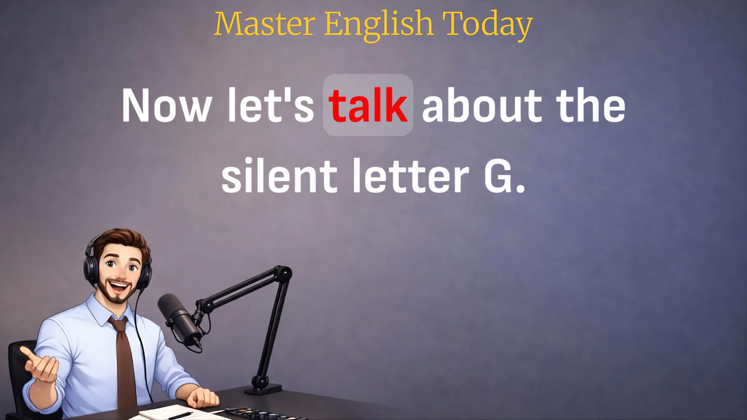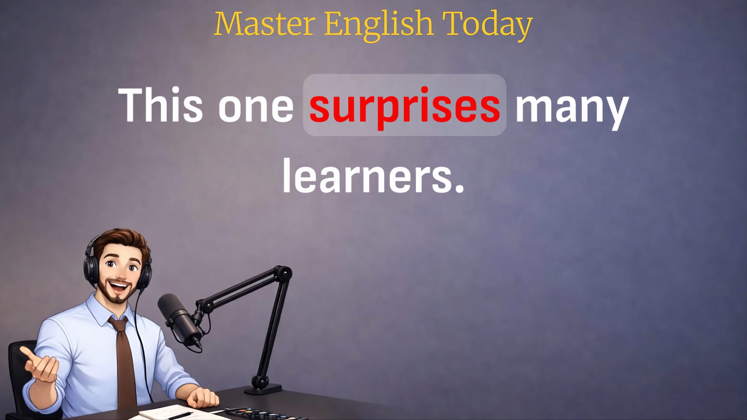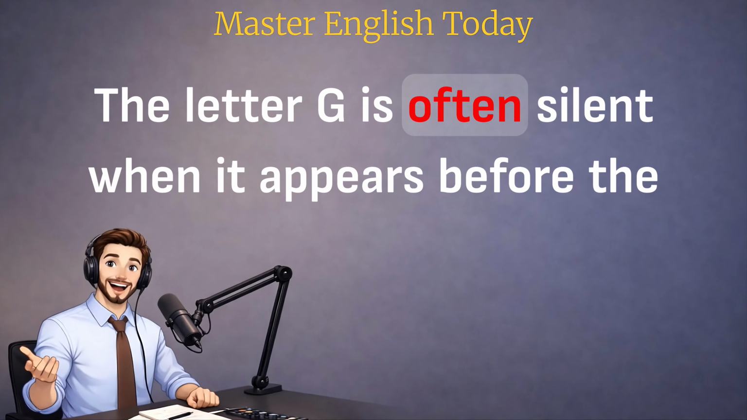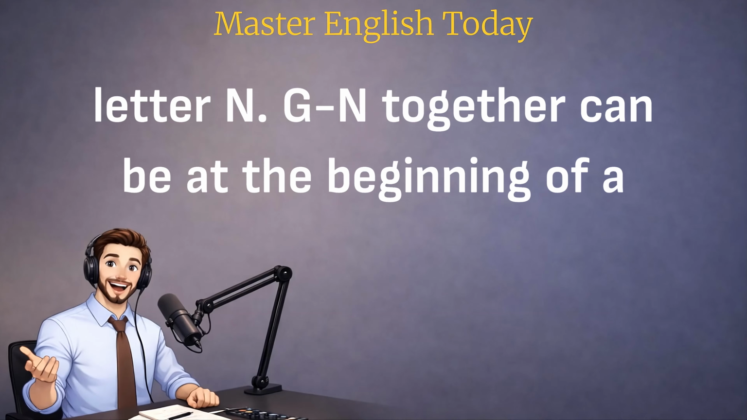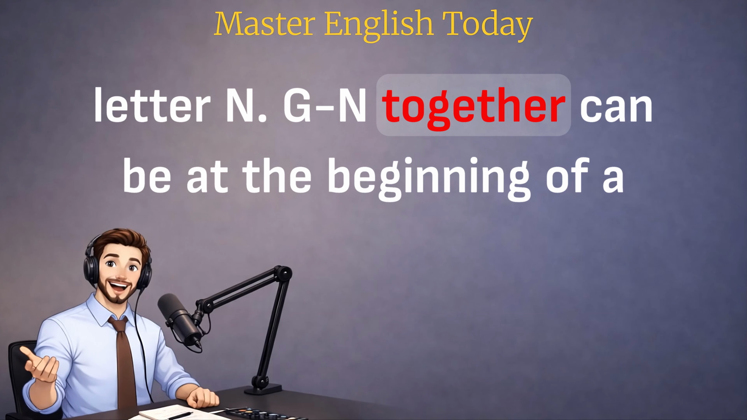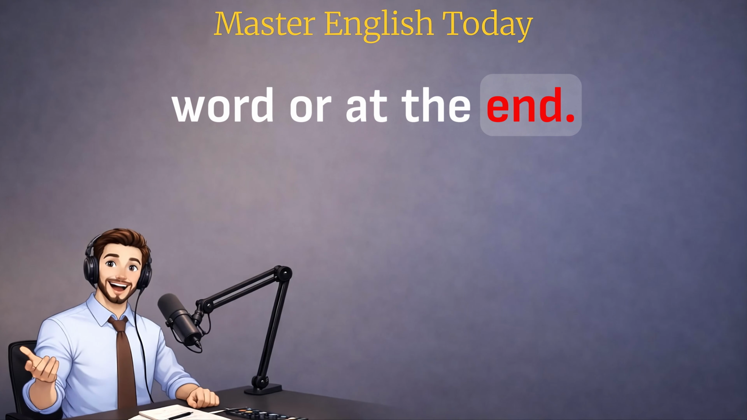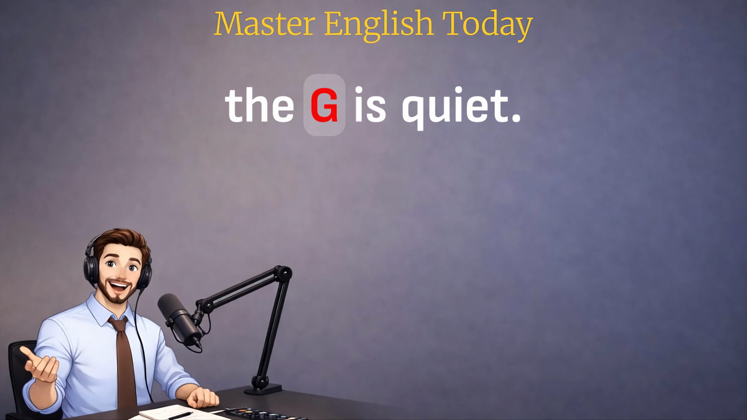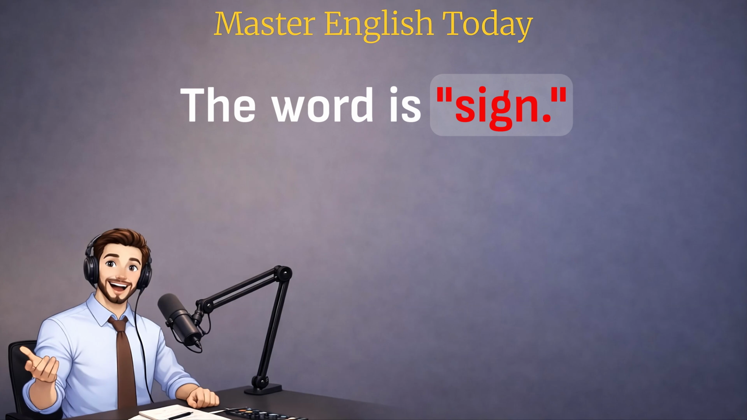Now let's talk about the silent letter G. This one surprises many learners. The letter G is often silent when it appears before the letter N. G and N together can be at the beginning of a word or at the end. And in both cases, the G is quiet. The word is sign.